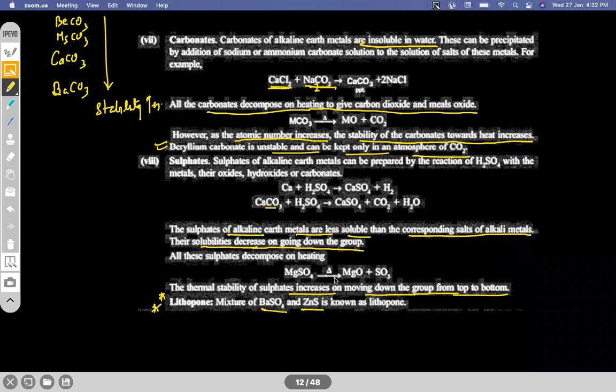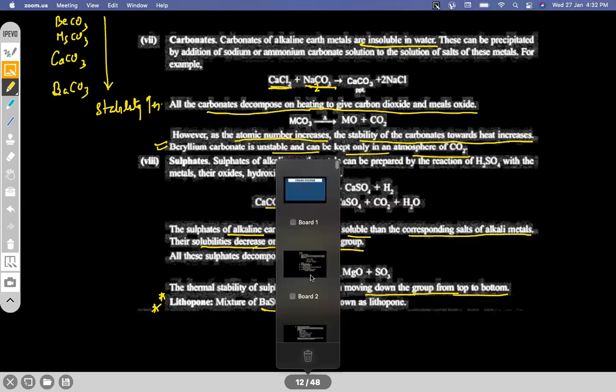Yeah, lithopone, you can say it is also used as paint. Leather industry also, we use it. Uses are not that important here for lithopone. Composition is more important, okay?